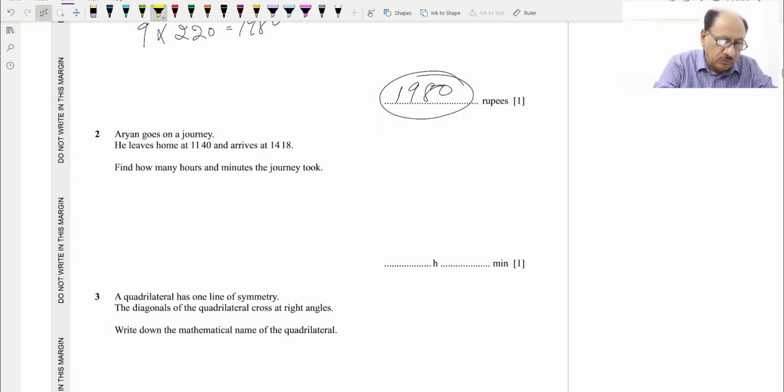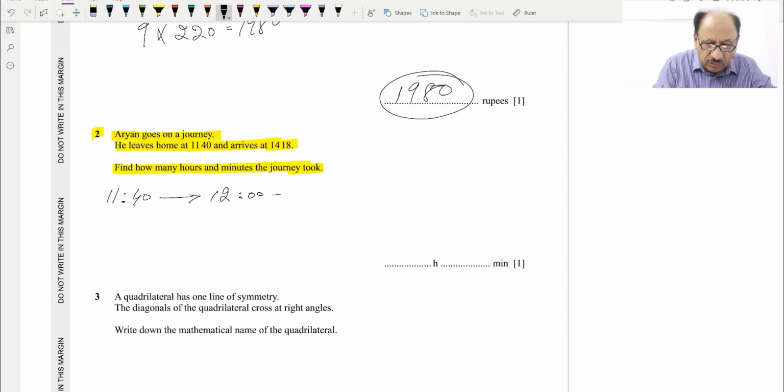Now, question number 2 says Aryan goes on a journey. He leaves home at 11:40 and arrives at 14:18. Find how many hours and minutes the journey took. So we'll understand this. 11:40 till 12 will be some time, and after 12 it will be up to 14:18. So in between this, how much time will it be?